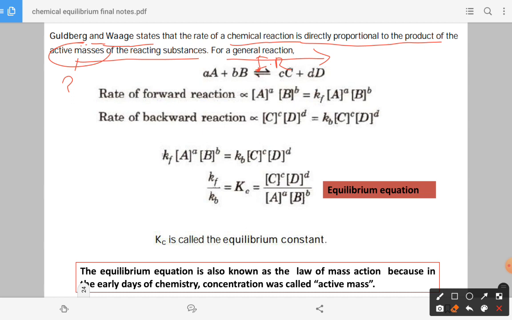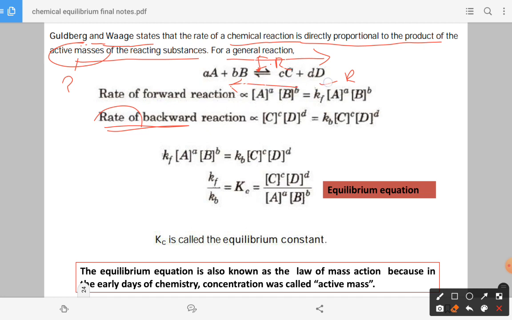Now come to the next: write the rate of the backward reaction. Backward reaction means you reverse it, so C plus D is converted into A plus B. In this case, these are my reactants for the backward reaction. The rate of reaction we always write with respect to the reactants. In the forward reaction, A plus B is my reactant, so I wrote the rate of reaction with respect to the reactants.